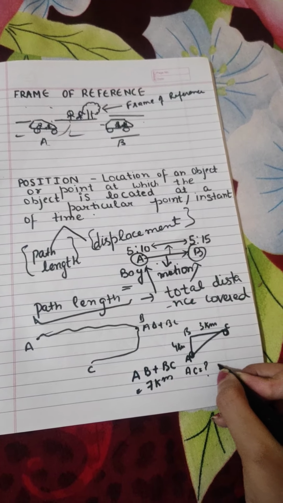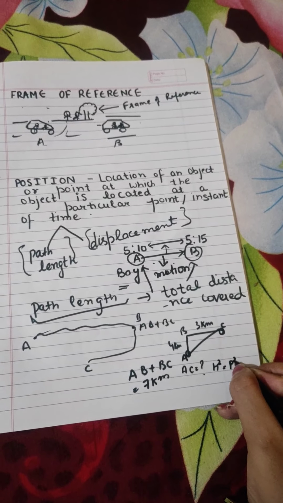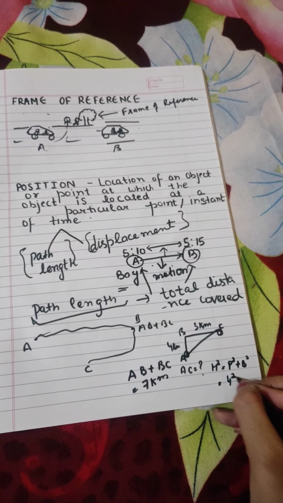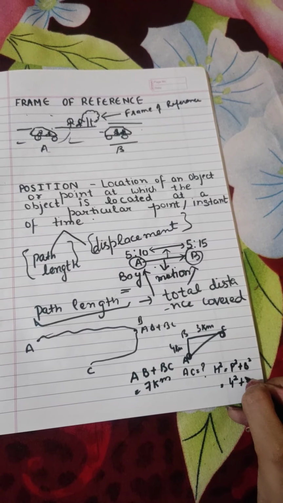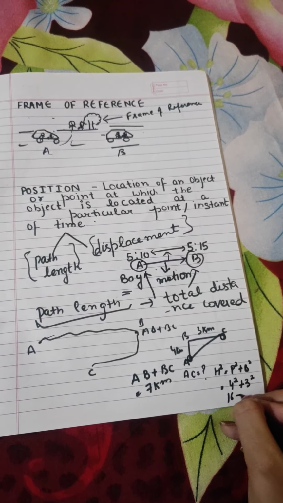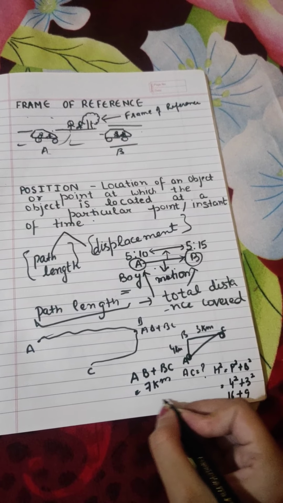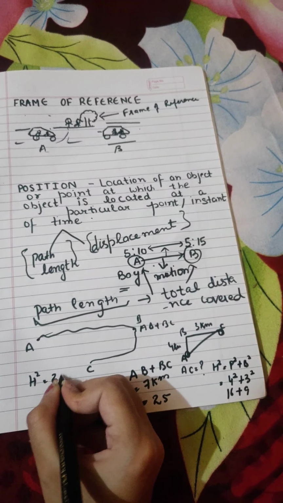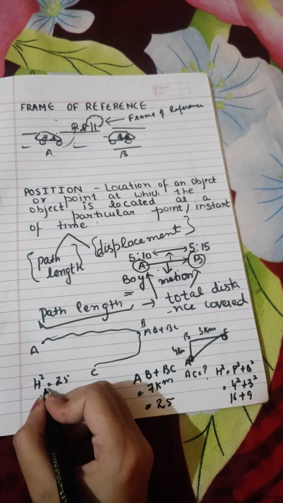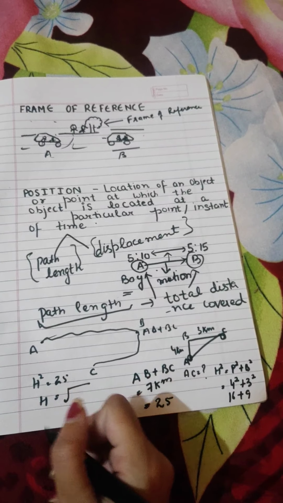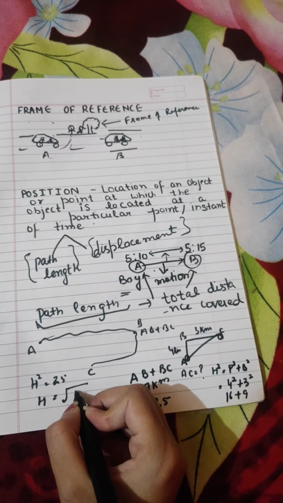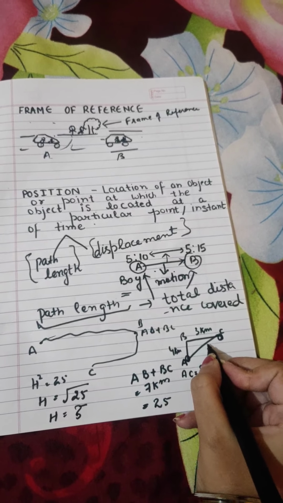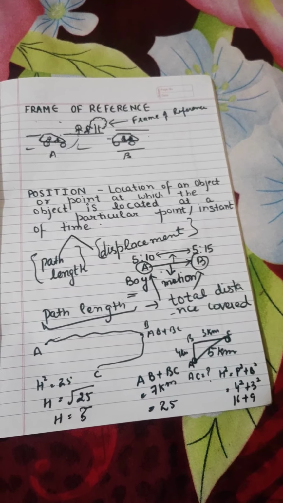According to the Pythagoras theorem, hypotenuse squared equals perpendicular squared plus base squared, right? My perpendicular is 4, so I'm going to use 4 squared plus 3 squared. So 16 plus 9, and it is going to be 25. Now my hypotenuse squared is equal to 25. So the square becomes a root when I take it to the other side of the equal sign, and I will get my hypotenuse equal to 5, right? So AC, my displacement, is basically 5 kilometers.